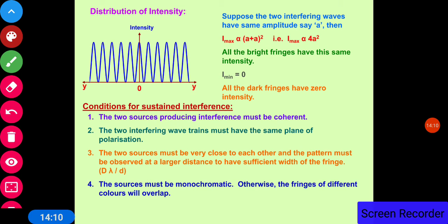The sources must be monochromatic, otherwise the fringes of the different colors will overlap. Now listen once again, the sources must be monochromatic. This is the condition for the coherent sources.